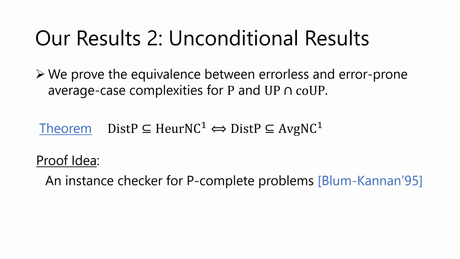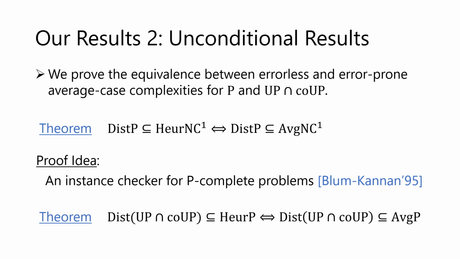The proof idea is basically quite simple. The reason we can get such an equivalence is that there is an instance checker for P computable problems. By using the connection from instance checker to errorless versus error-prone average case complexities, we can get this equivalence. Similarly, for UP intersect co-UP, we can show a similar result, showing that errorless and error-prone average case complexities are equivalent for UP intersect co-UP.